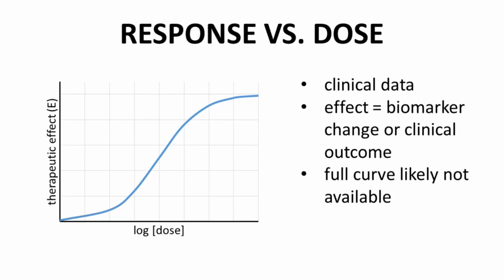The y-axis is an effect or response. It could be a biomarker change. It could also be some kind of clinical outcome related to how a patient feels or functions or survives. An example would be a patient's memory or the distance a patient can walk in a period of time. These are not biomarkers, but they are valid ways to measure the health of a patient.